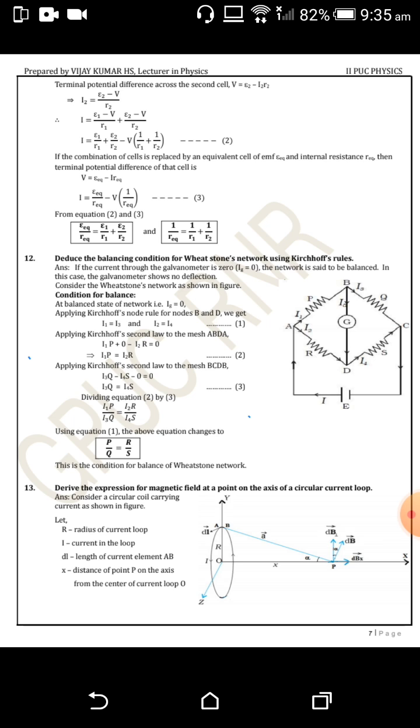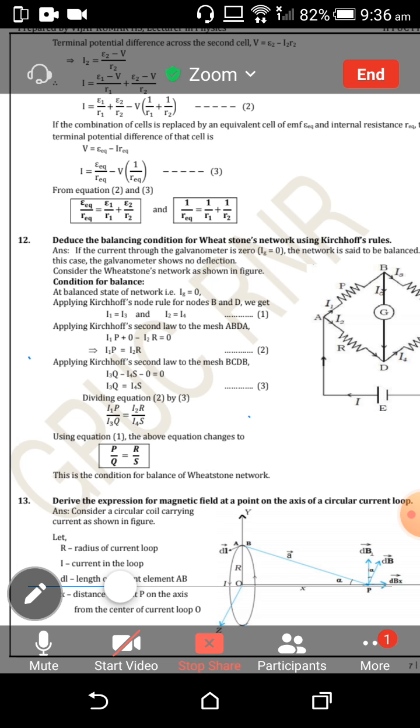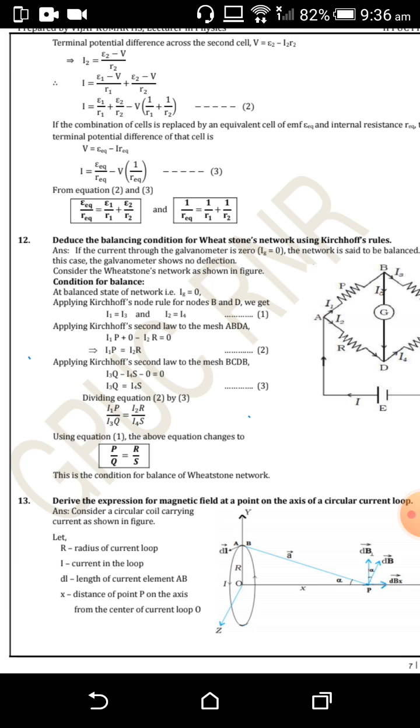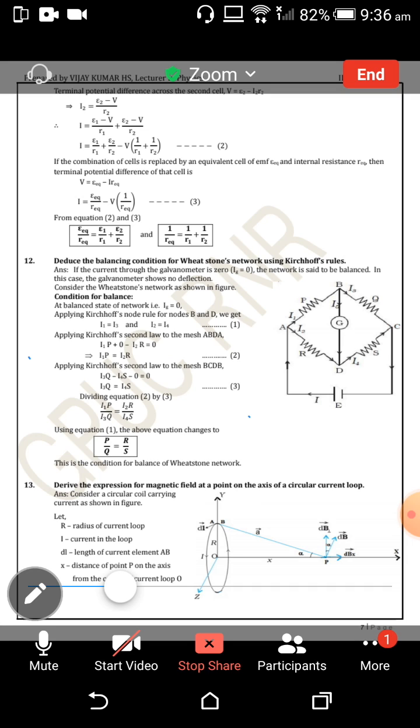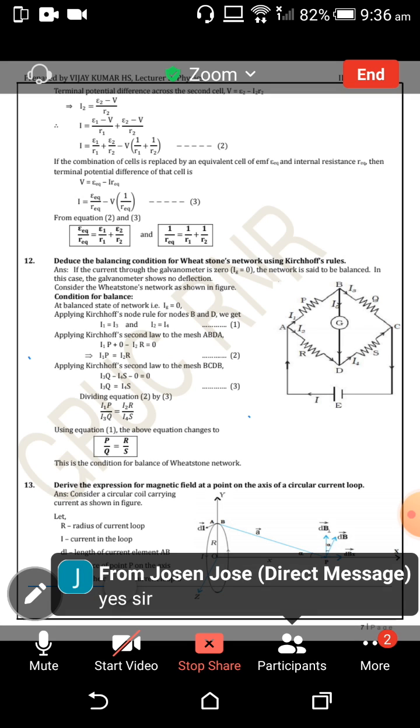Okay, fine. So this is the ending of the current electricity chapter. We have gone through 2 mark, 3 mark and 5 mark questions from the chapter of current electricity. I think the next is moving charges, right? Do you have the moving charges chapter for your midterm examination? Just check and tell me.